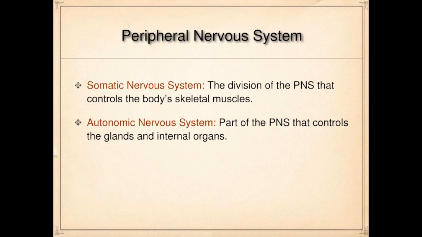So autonomic, obviously pretty easy to understand. You don't have to tell your heart to beat. You don't have to tell your lungs to inflate. You don't have to tell your stomach to digest. That's all automatic. So that's part of the autonomic nervous system.